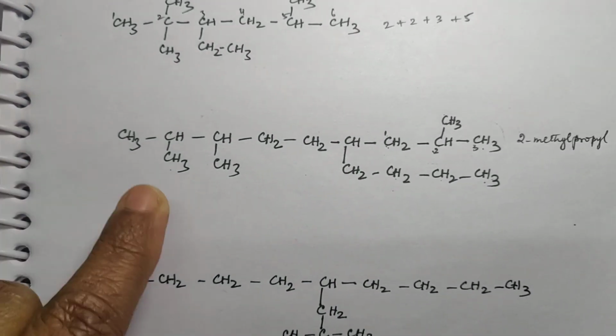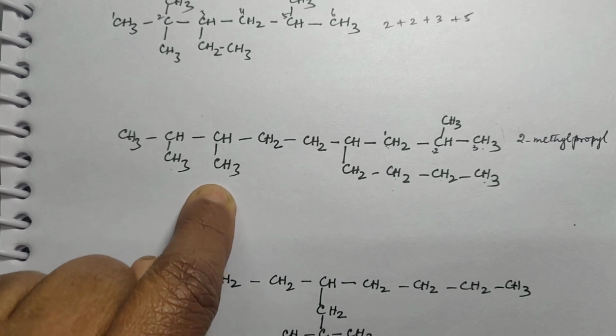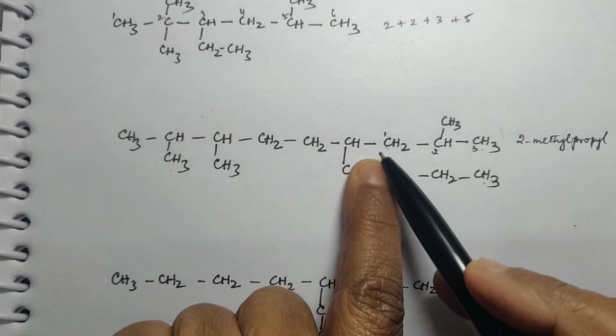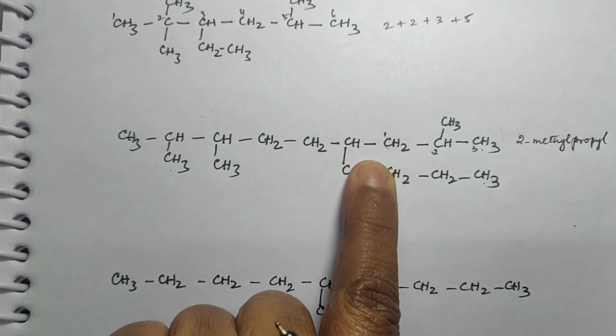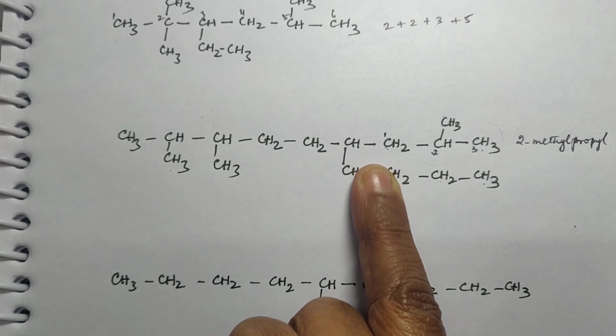Okay? And these two are methyl groups each. I'm just telling you how to name the branch. If it is a complex branch, then how you have to name. So this is called 2-methyl propyl.